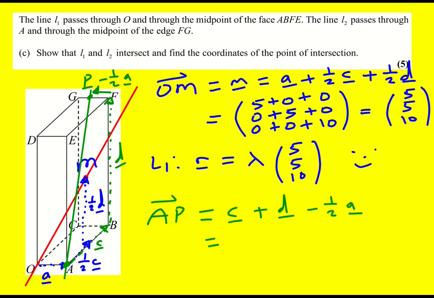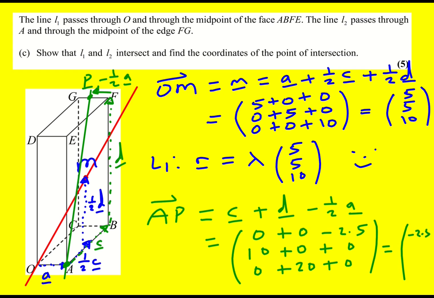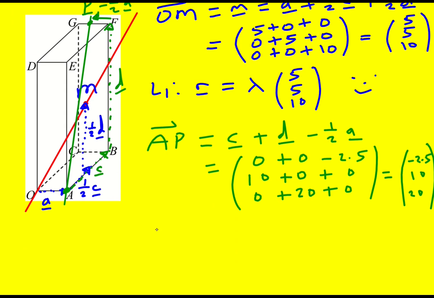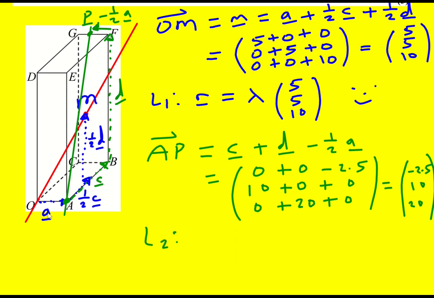And I can figure out what that is. This time it's going to be (0, 10, 0) plus (0, 0, 20) minus (2.5, 0, 0). And the equation of L2, well, we first need to get onto the line, so we can just go along A, get onto the line, which is going to be (5, 0, 0). And then I can add mu, lots of this: (-2.5, 10, 20).